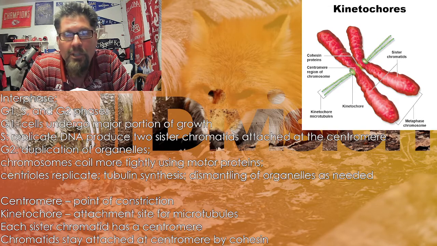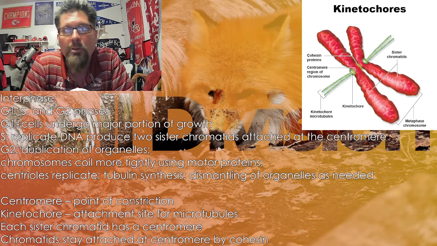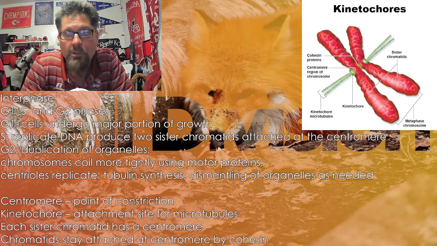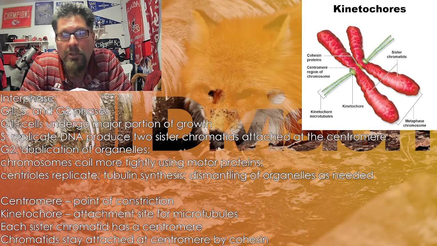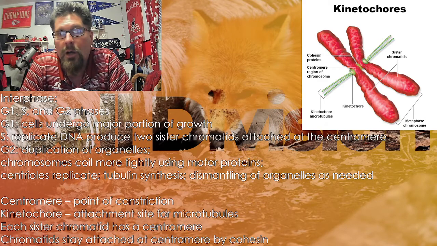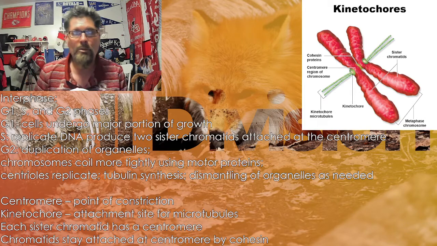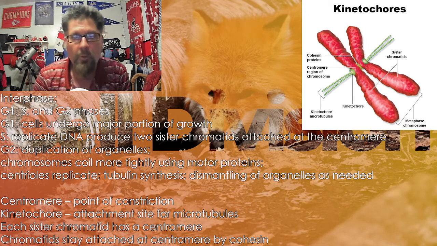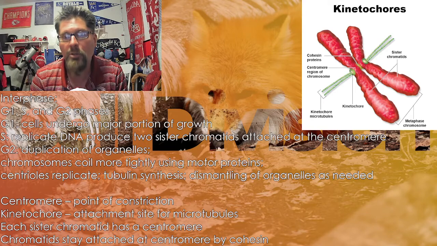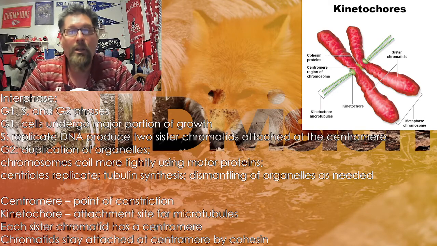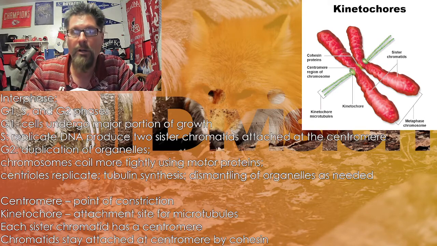But again, that centromere, that's the point to where not only the two sister chromatids are attached to each other, but it's that real compaction point. Kinetochore, that's what the microtubules are attached to. And of course, we talked about the microtubules back in the organelles section, chapter 4. And of course, they're going to stay attached until they're no longer needed.